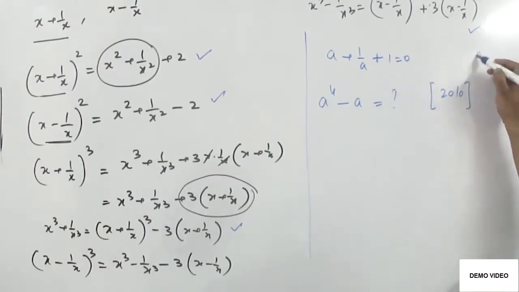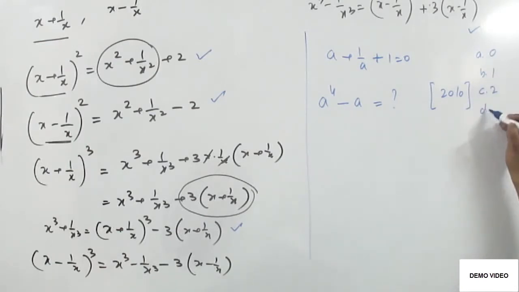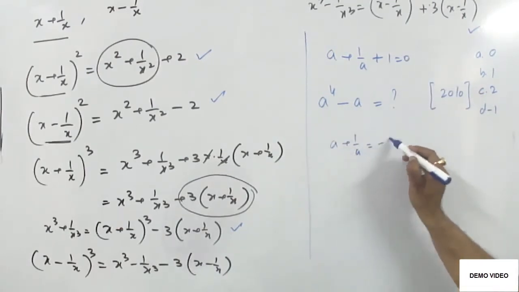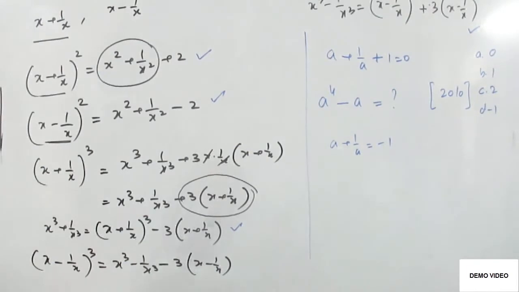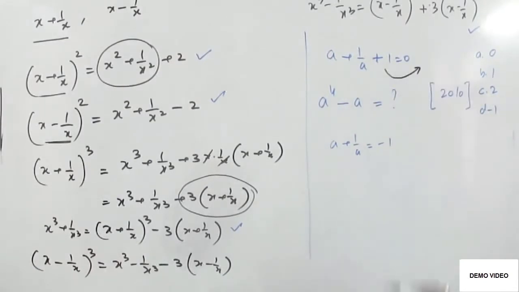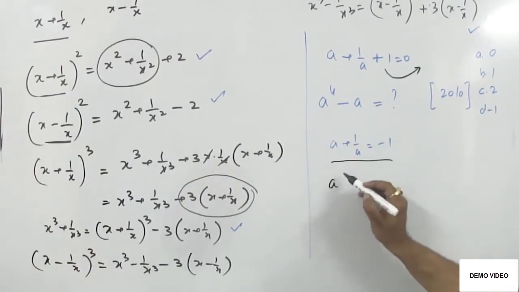How can we solve this question? See, we have a plus 1 upon a plus 1 equal to 0. We will shift 1 to the right hand side. We get a plus 1 upon a as minus 1. We will take LCM. It will become a square plus 1 upon a is equal to minus 1, or a square plus 1 is equal to minus a, or we will write a square plus 1 plus a is equal to 0.